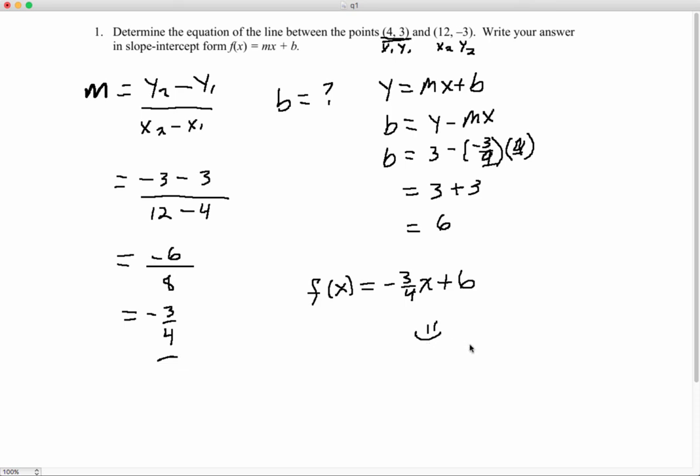That's a huge skill. Make sure you remember how to do that. That's going to come in useful not only in this class, but in other courses that you will take in the sciences and the social sciences.